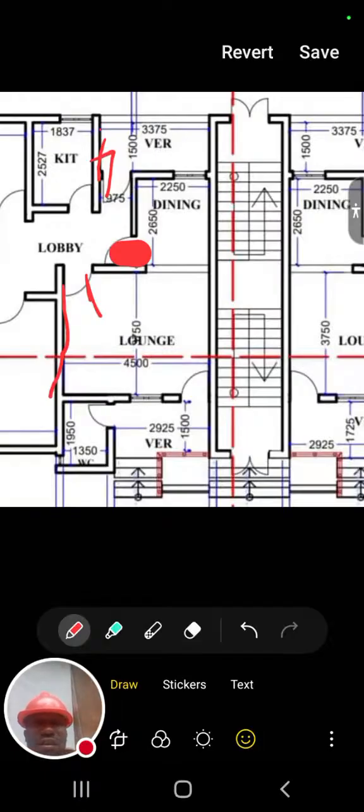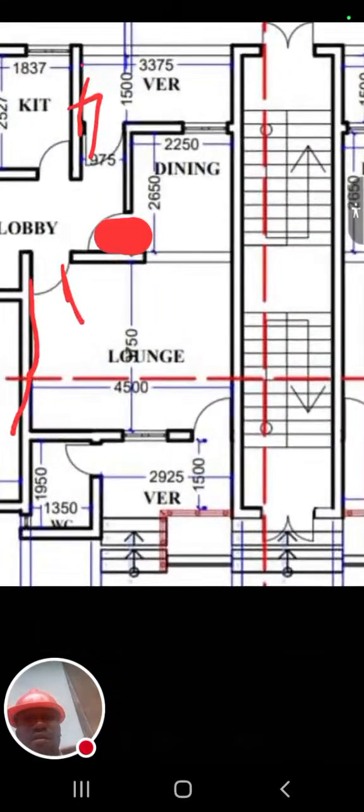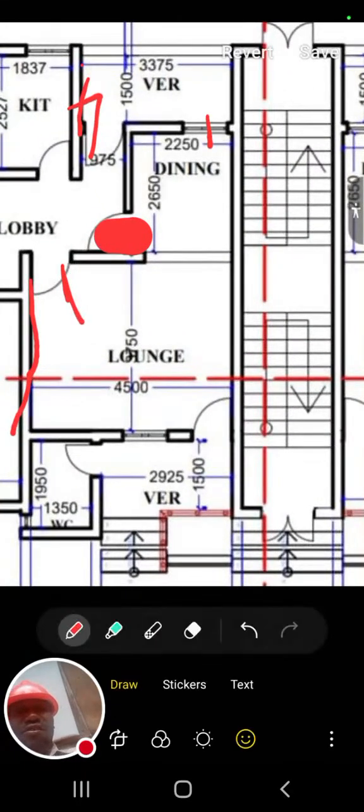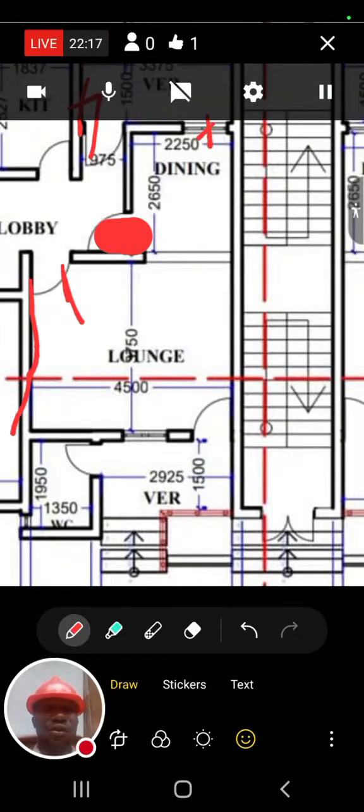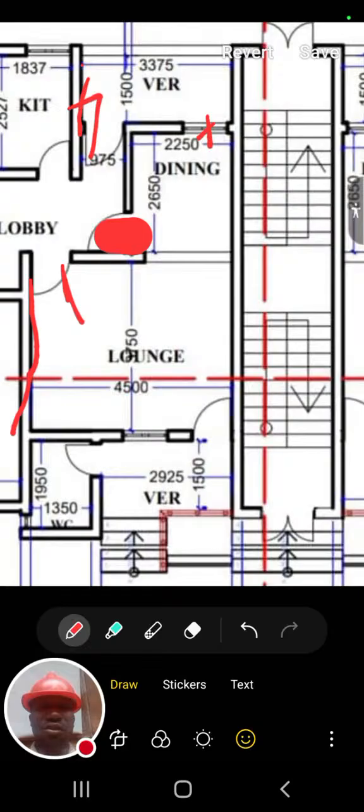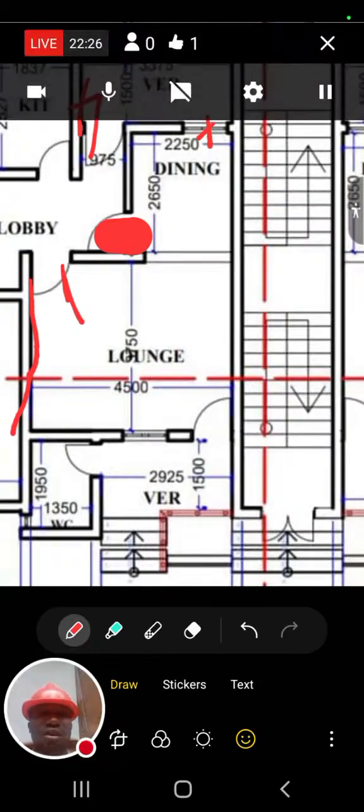Do you understand me? This is a window. Whenever you see this, it's a window. That's the sign of a window. So if you don't know it, you have to know it now. If you're an amateur, okay? If you are a builder, I want you to pay attention. These symbols, if you don't know them, you will find it very difficult to comprehend the drawing.